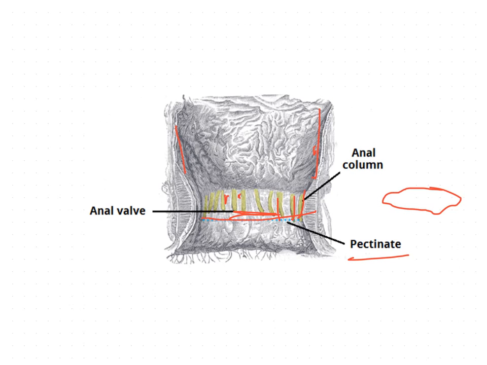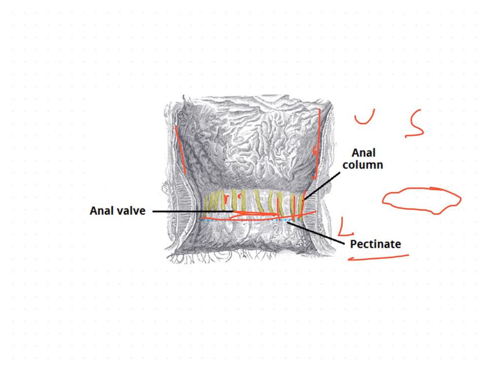This line divides the anal canal into upper and lower parts, which differ in both structure as well as neurovascular supply. So this is about the internal structure.